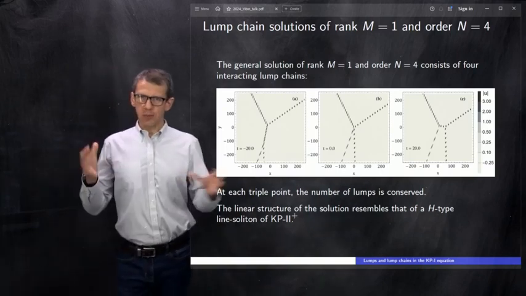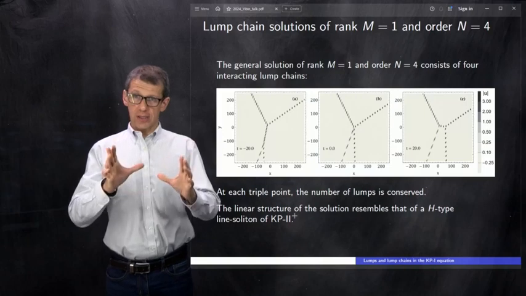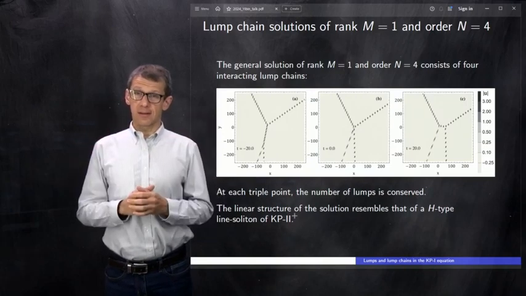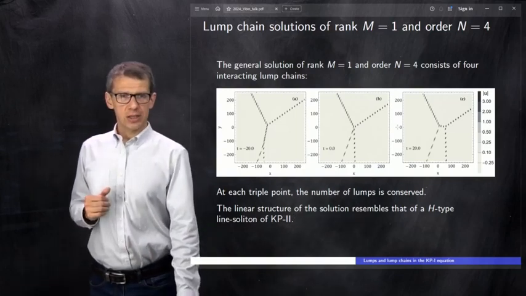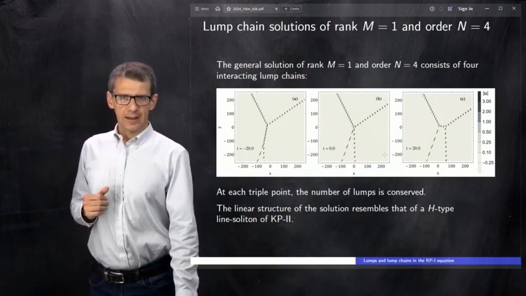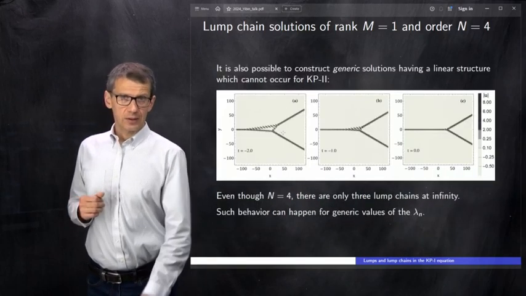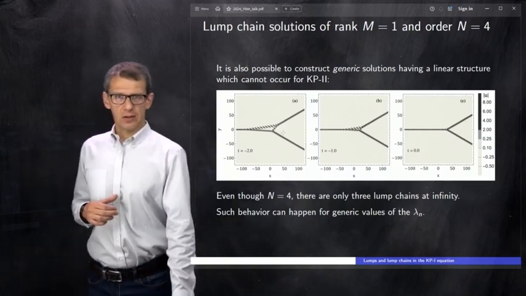Okay, and then you can start putting together more and more lump chains, and you can construct solutions whose large-scale structure looks like the line soliton solutions of KP2. So you can construct an H-type solution like this. So at each triple point, there is a lump flux conservation law. And then you can construct solutions which look like this, which also don't have an analog in KP2.